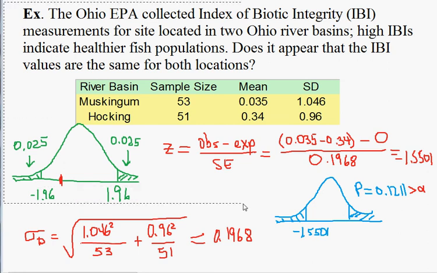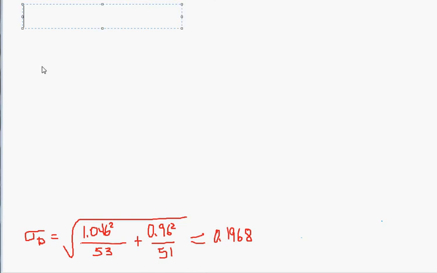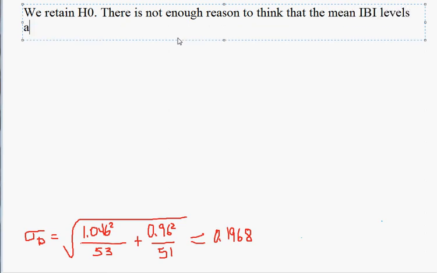So in conclusion, I'll just simply type out my decision. We retain the null hypothesis. There is not enough reason to think that the mean IBI levels are different in these two different river basins.